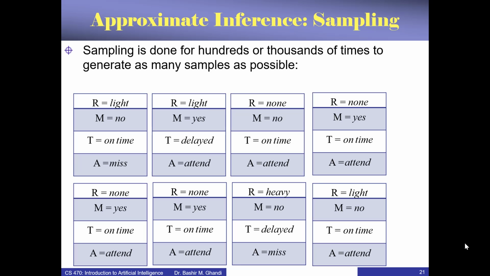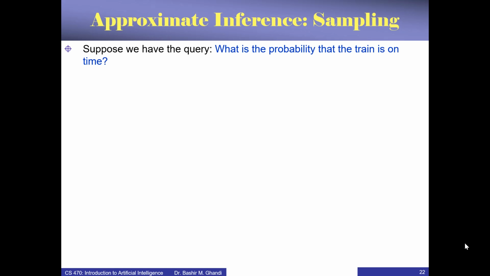Now, based on these samples, we should be able to answer queries. For example, suppose we have the following query. What is the probability that the train is on time? To do this, instead of going by the formula of calculating the exact inference, we just go through our samples and see out of the samples we have, how many of them have this fact being true, that the train is on time.